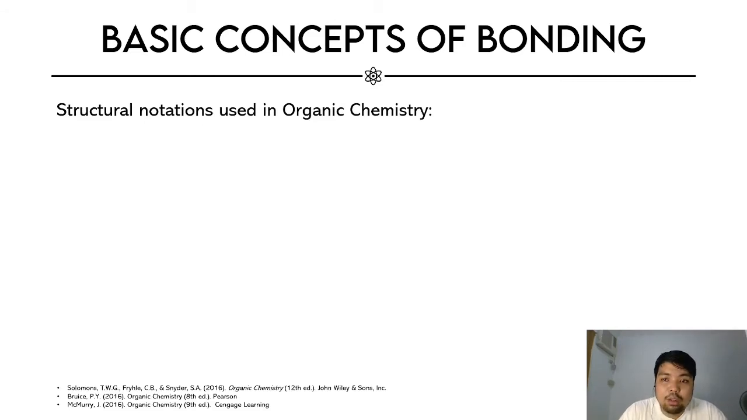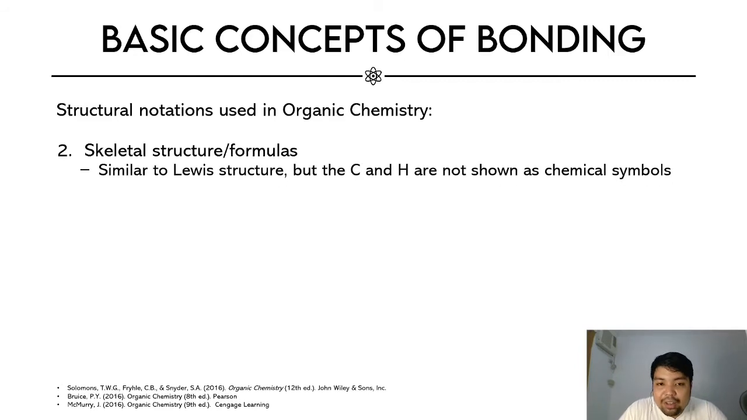So the more common structural notation used in organic chemistry is the skeletal structure. The skeletal formula is like a short-handed version of the Lewis structure. However, the carbon and the hydrogen atoms are not shown as chemical symbols, and because they are not shown as chemical symbols, the carbon and hydrogen bonds are not shown.